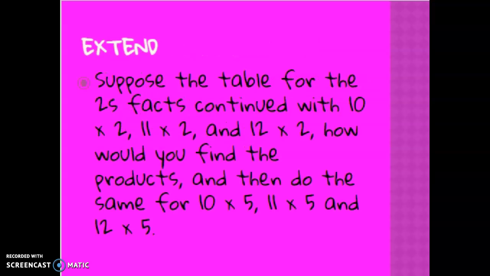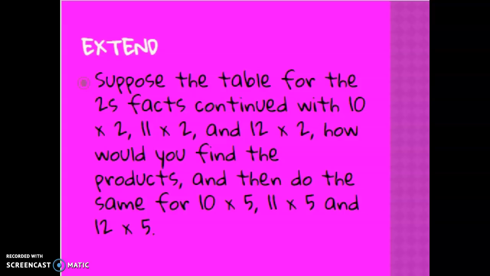Now, I want you to think back to that table that we had. Suppose that for the table for the 2's facts, we continued on with 10 times 2, 11 times 2, and 12 times 2. How would you find the products for those numbers? Now think about what we ended on. We ended on 9 times 2. So if 9 times 2 is 18, how could we figure out what 10 times 2 is? How could we figure out what 2 times 11 is? Or 12 times 2? So again, think about those patterns and that skip counting that we used. Could you find 10 times 2, 11 times 2, and 12 times 2?